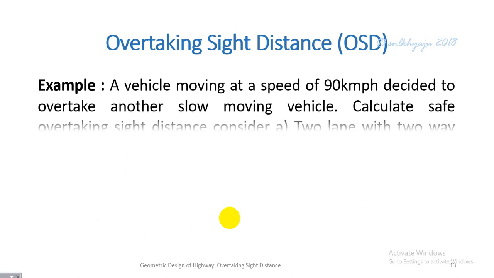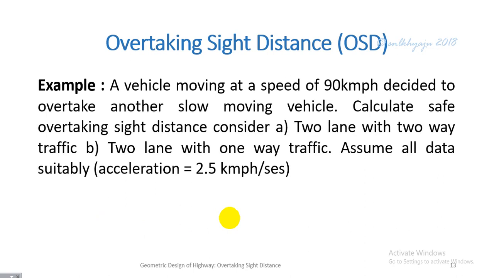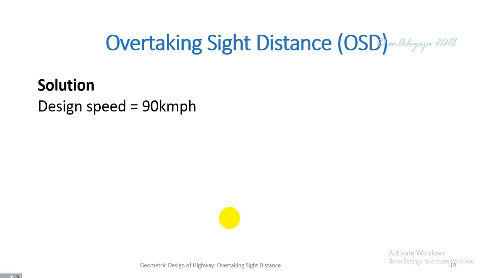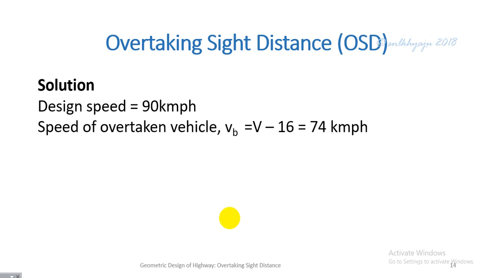Now, example: a vehicle moving at a speed of 90 km per hour decided to overtake another slow moving vehicle. Calculate the safe overtaking sight distance. Consider a two-lane road with two-way traffic and a two-lane road with one-way traffic. Assume all data suitably. Solution: design speed equals 90 km per hour. The speed of the overtaken vehicle is not given, so we can calculate empirically as vb equals v minus 16, that is 74 km per hour.